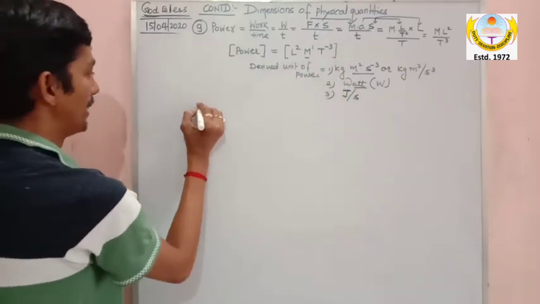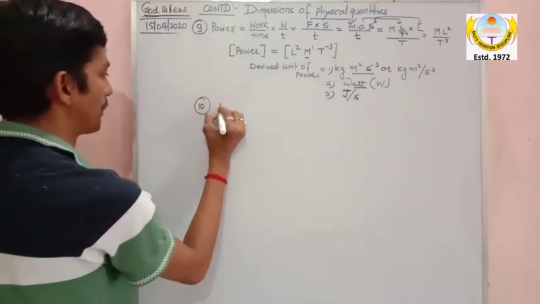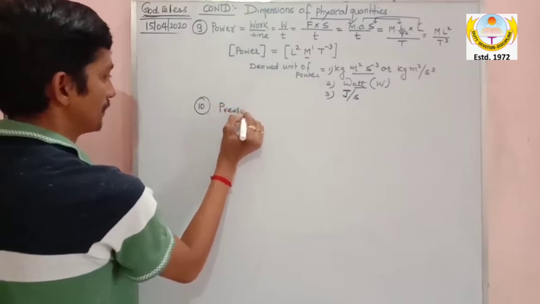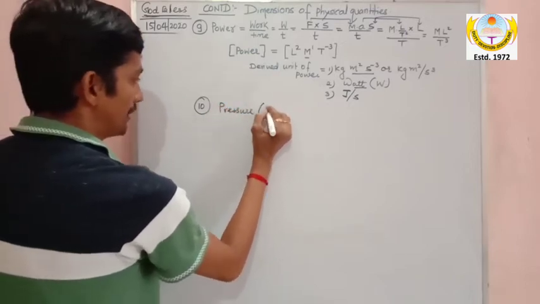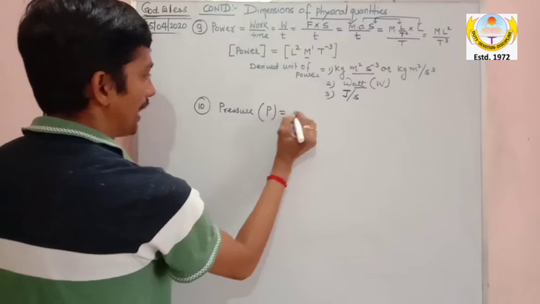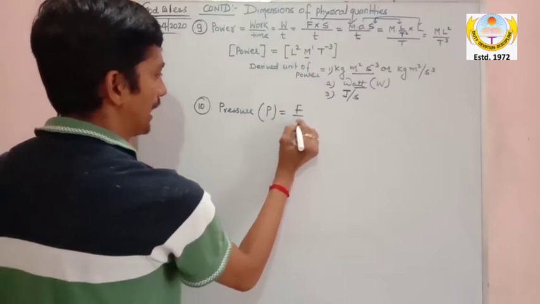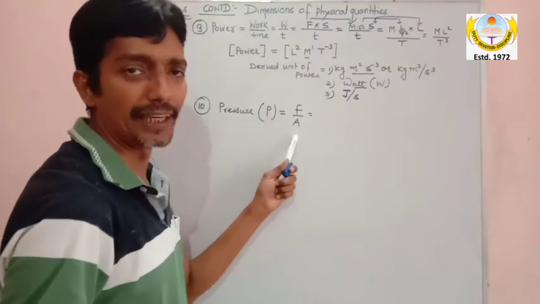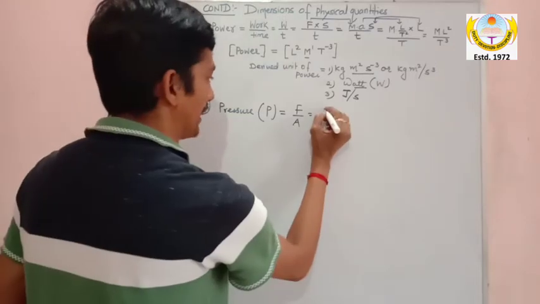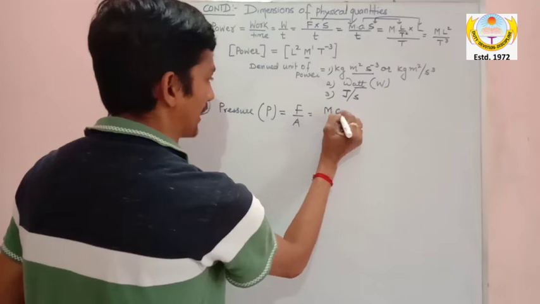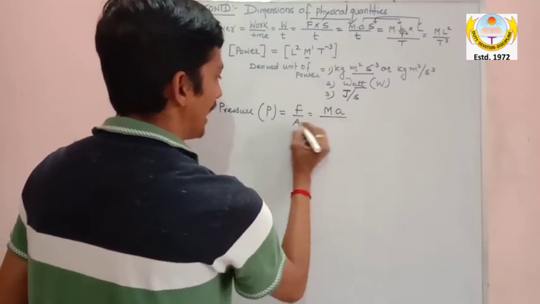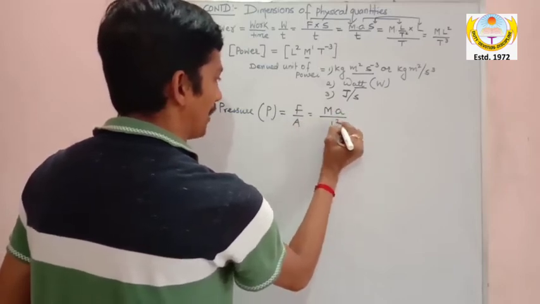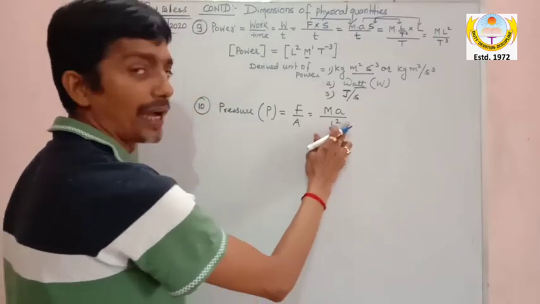Now similarly, my dear, the 10th one is pressure. Pressure is denoted by capital P and the formula is force upon area. Now force is a derived quantity, even area is a derived quantity. So I will bring it into fundamental. Force can be written as mass into acceleration and area can be written as L power 2. Length square is area.